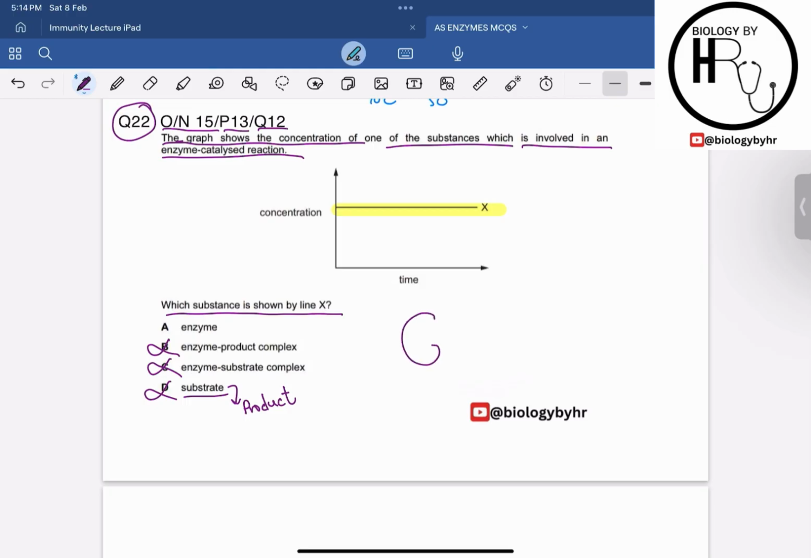Similarly, if I talk about the enzyme, the concentration of the enzymes will remain constant. They will remain unchanged at the end of the reaction as well, right? They are aiding the metabolic reactions in the body, but they remain unchanged at the end of the reactions, right? So the correct answer over here would be option A.